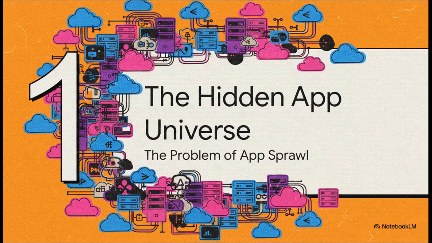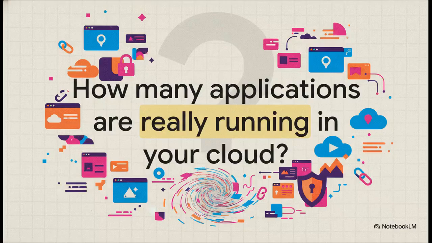We're talking about the problem of application sprawl. Let me ask you a question, and be honest. Do you know, right now, every single app your users are connecting to through your cloud? For most people, if they're being truthful, the answer is probably not. And right there, in that uncertainty, that's where the risk starts.